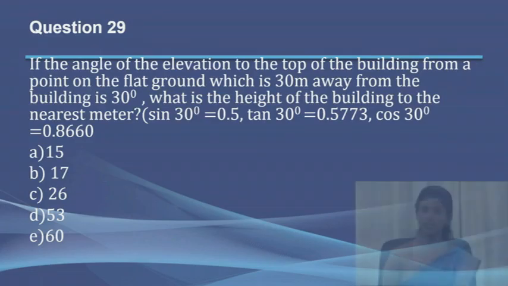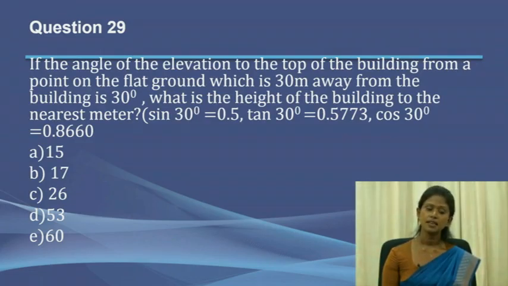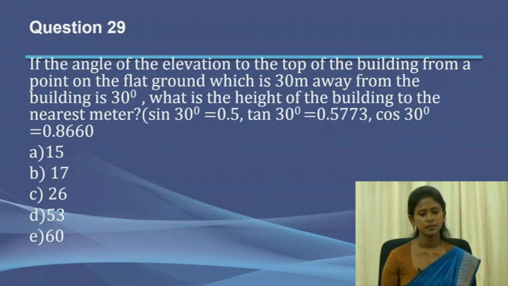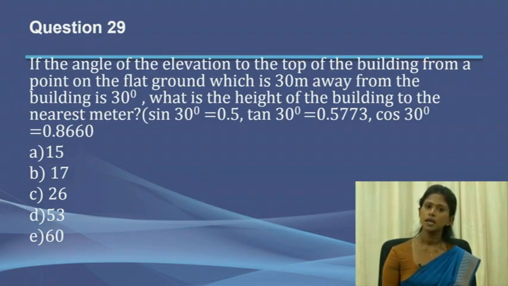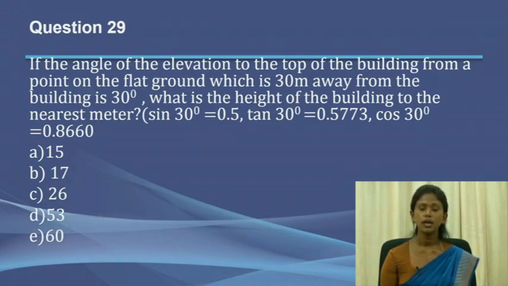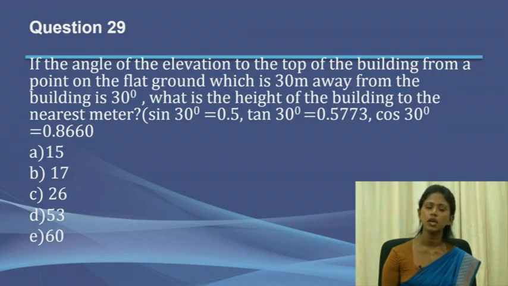So this is question number 29. This is some type of essay type question. Here they are asking: if the angle of elevation to the top of the building from a point on the flat ground which is 30 meters away from the building is 30 degrees, what is the height of the building to the nearest meter? In this type of question, it's useful if you can draw the diagram. From the diagram you can understand what they are asking, and through the diagram you can easily find the answer rather than reading the essay type question again and again. With the reading you can draw the diagram.